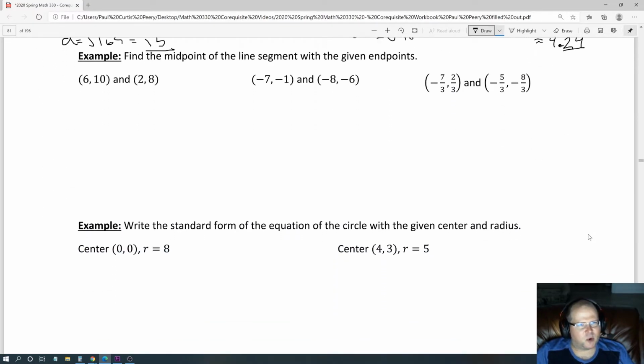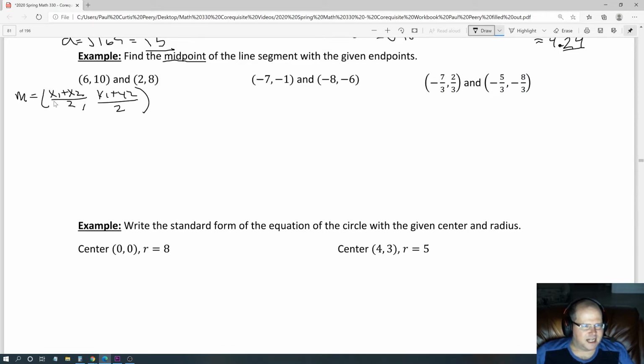All right, so find the midpoint of the line segment with the given endpoints. Again, midpoint is just the average of the x's and the average of the y's. So let me write the equation again. Midpoint is simply going to be the average of the x's. How do you find a simple average? Well, you add the x's together, and you divide by 2. Well, what about the y's? How do you find the simple average of the y's? You add the y's together, you divide by 2.